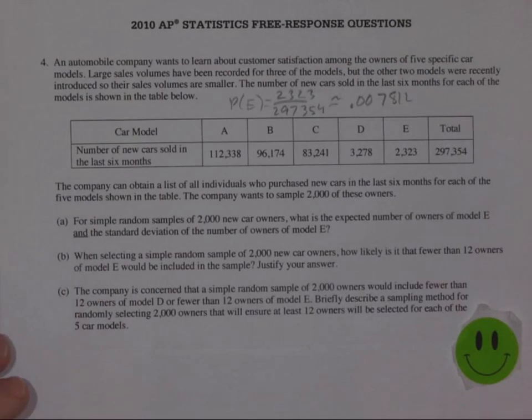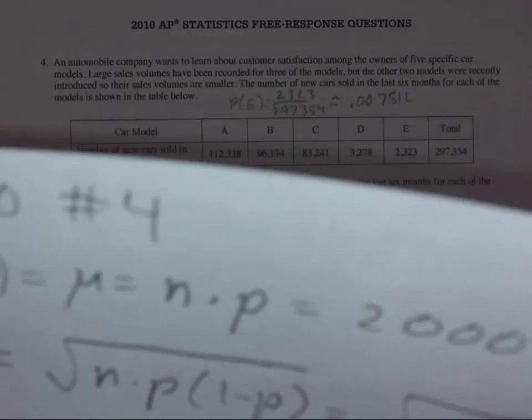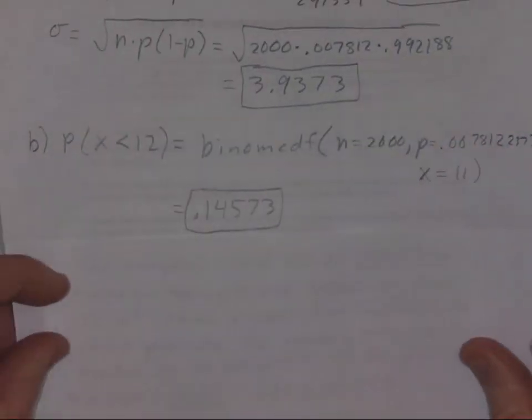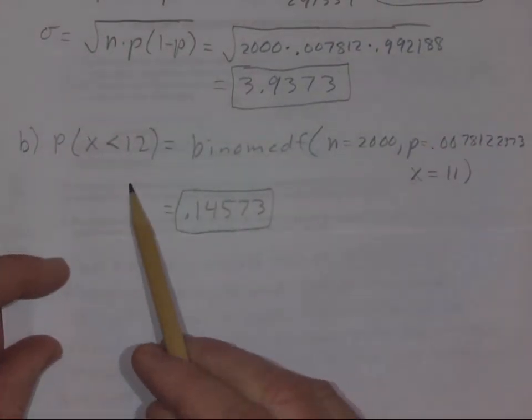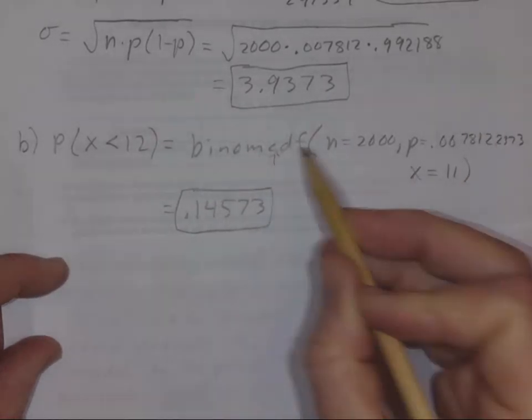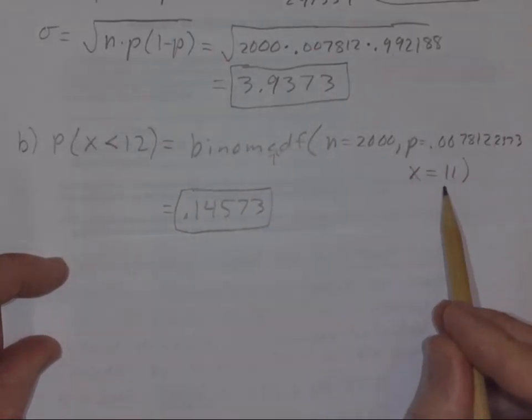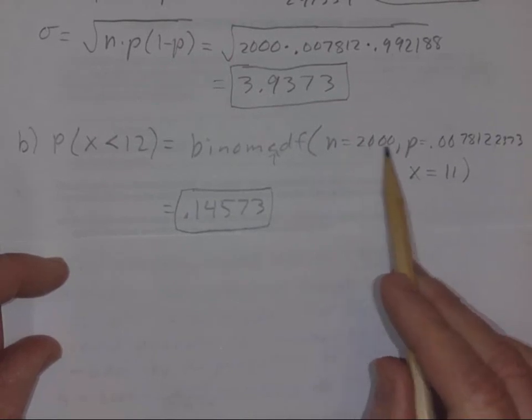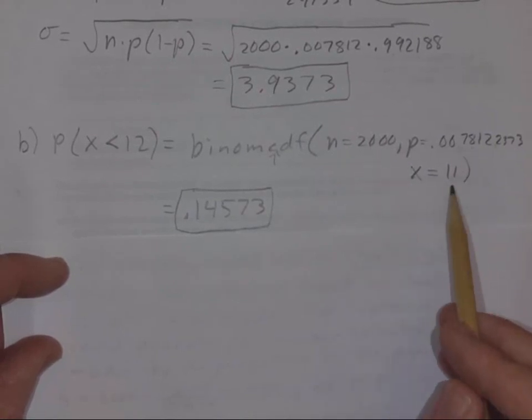All right, and so then it says, when selecting a simple random sample of 2,000, how likely is it that you get fewer than 12 owners? Well, we'll use binomial CDF on that. What's the probability you get fewer than 12? That's just binomial CDF. CDF means cumulative. What's the probability of 11 or fewer successes? And so there's your N, there's your P, and theirs is 11.